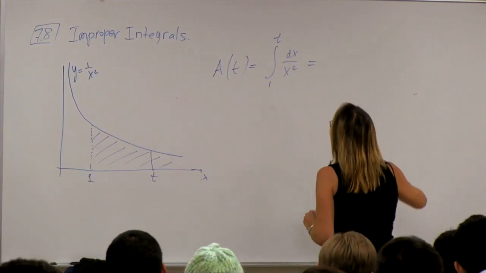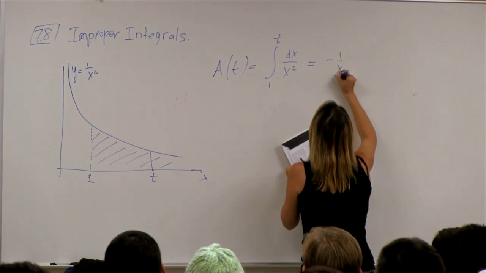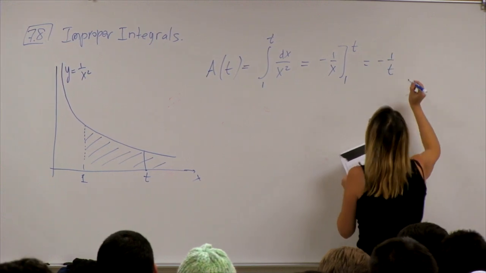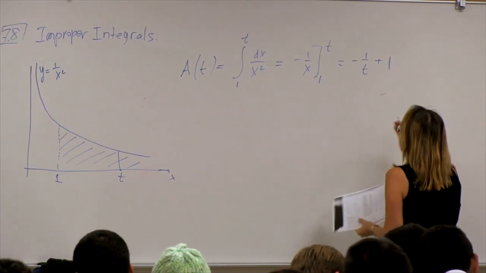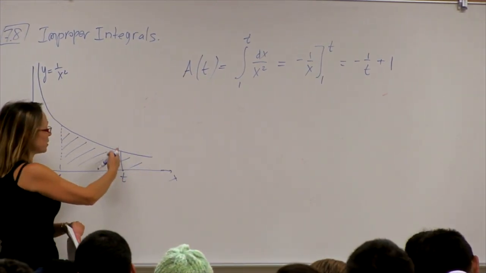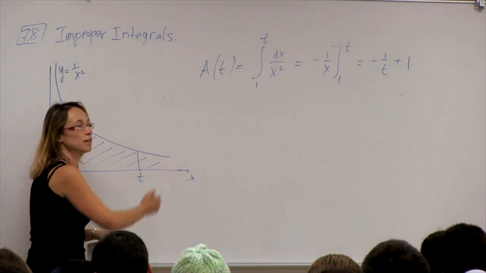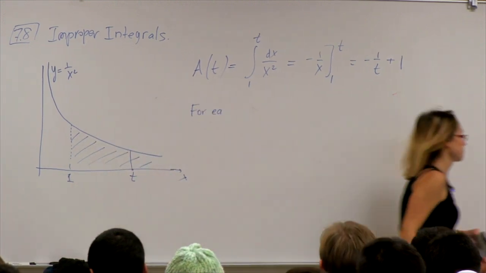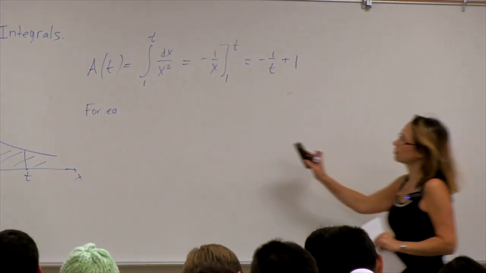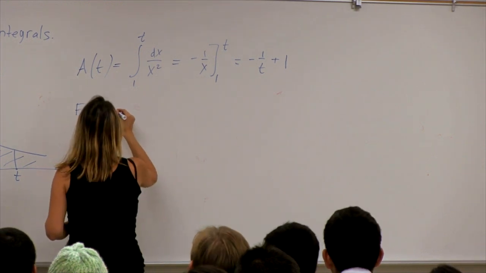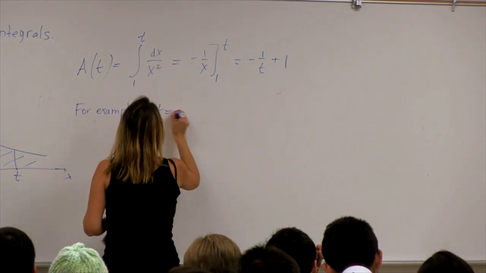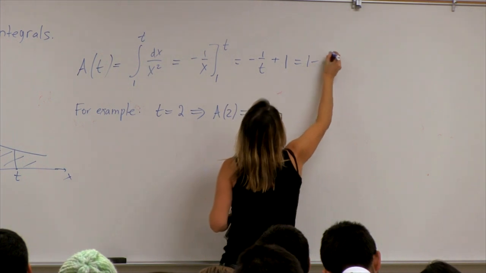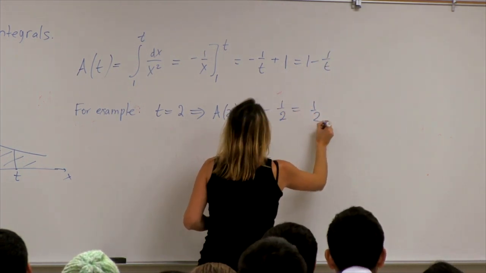So this is a definite integral. We can evaluate the antiderivative from 1 to t. So it's minus 1 over t plus 1. Okay. So for each position of the right boundary of my shape, I know the answer. I know the area. For example, if t equals 2, A of 2 is 1 minus 1 over t, 1 minus 1 half, which is 1 half.